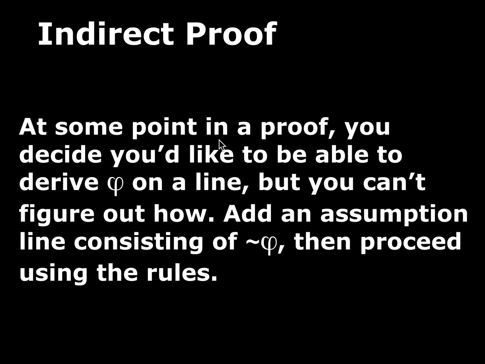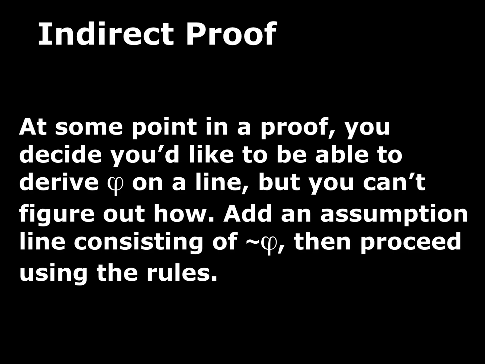So at that point, when you decide you want phi, you add an assumption consisting of not phi. This is like your assumption with conditional proof, where you assume the antecedent of the conditional you want. Now you're using indirect proof. So what you do is you want phi, your assumption is going to be not phi, the opposite of what you really want. Then you proceed using the rules.